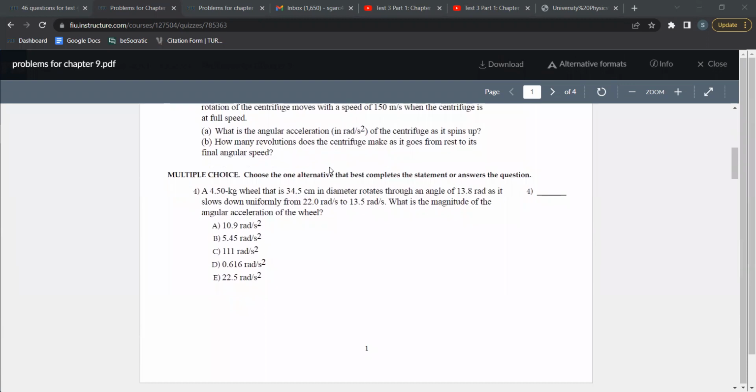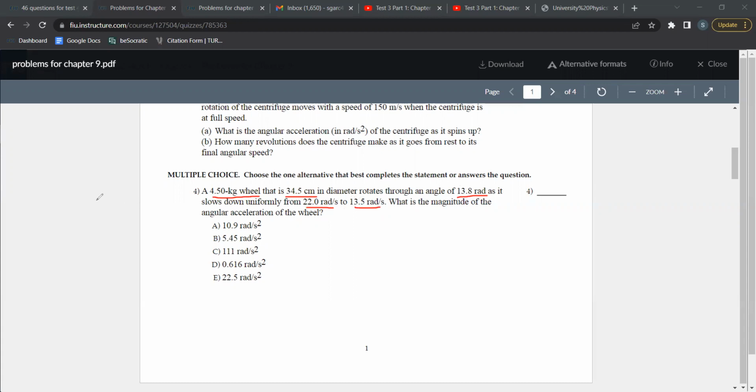All right. So this question reads that a 4.5-kilogram wheel that is 34.5 centimeters in diameter, which means that its radius will be double that. Wait, no, I'm sorry, half of that. It rotates through an angle of 13.8 radians as it slows down uniformly from 22 radians per second to 13.5 radians per second. What is the magnitude of the angular acceleration of the wheel?